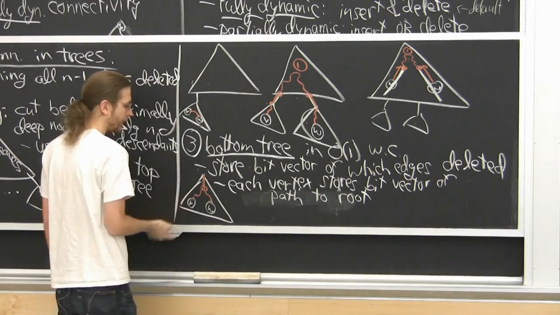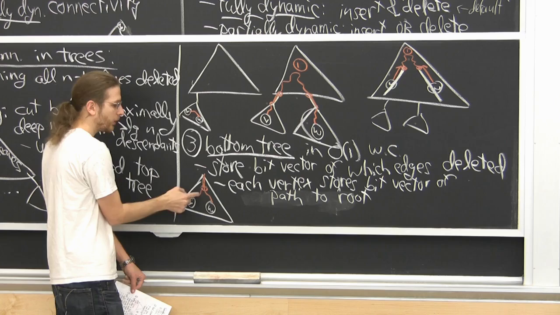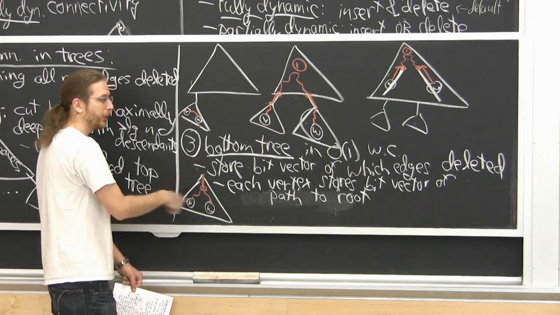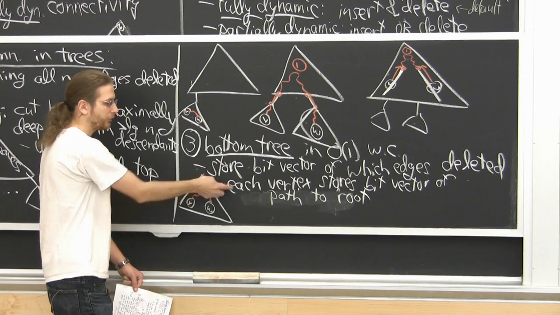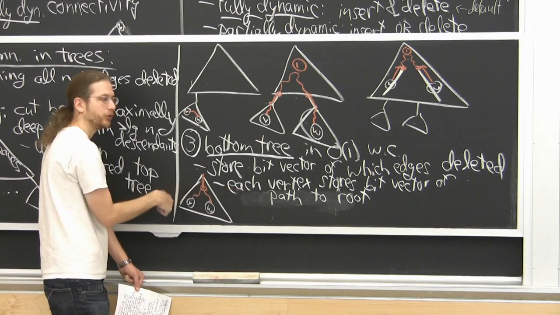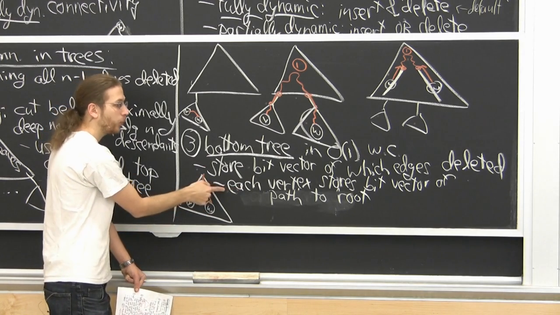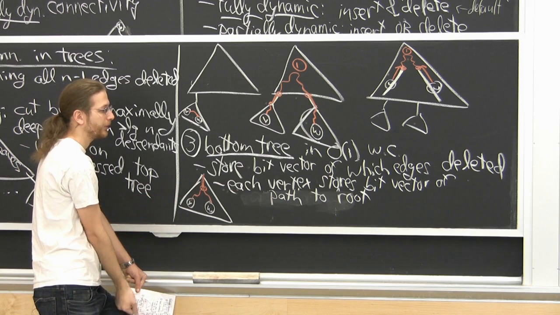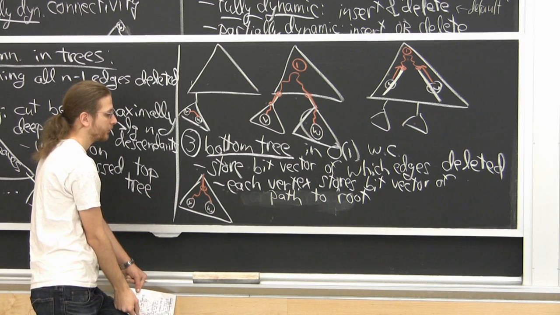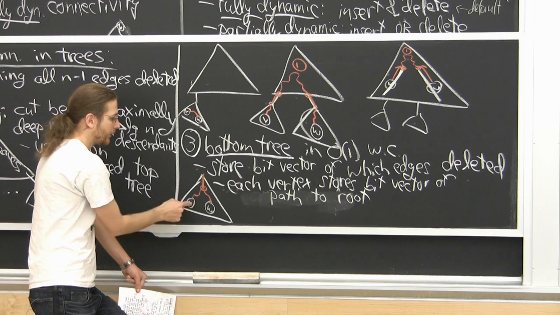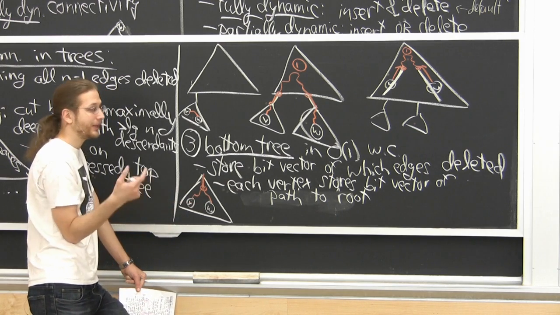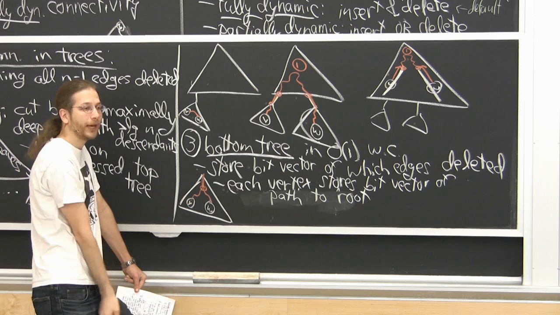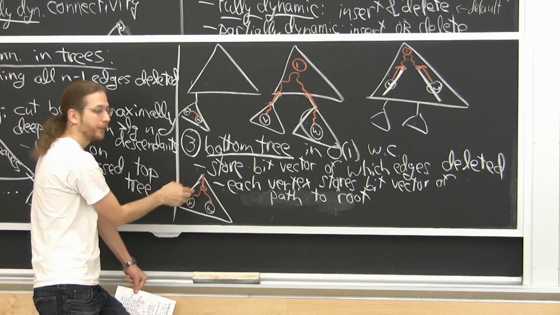That's this red stuff. I want to know, for vertex v, what are the edges along the path to the root of this bottom tree? Just pre-process. You can build this thing as you do the depth first search and store it. Again, it's one word per vertex, so I can fit it with constant space. It's constant space overhead. And now, if I have two vertices, I take the XOR of those two paths. That will give me this part.